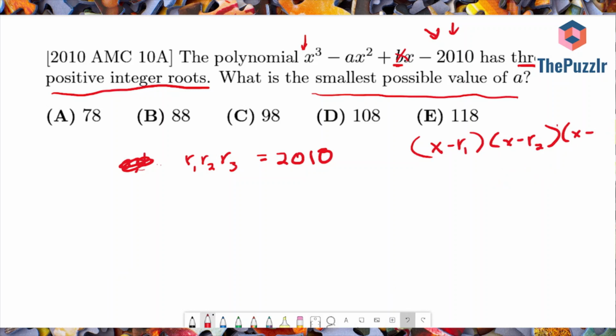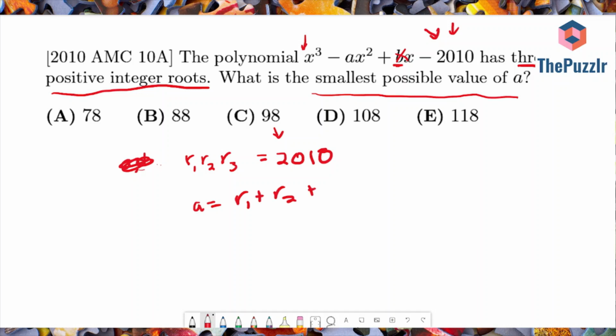Okay, so that's all good, but let's move on. What is the smallest possible value of a? So the 3 roots are positive integers, so they're positive integer factors of 2010. What is a equal to? A is just the sum of the roots, r1 plus r2 plus r3. Notice that's not negative a because we're given that the coefficient is negative a. So negative a times negative over 1, that's just going to be positive a. To minimize this, well, we just have to find the factors of 2010 that give us the minimum sum.